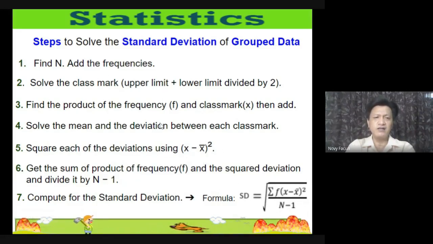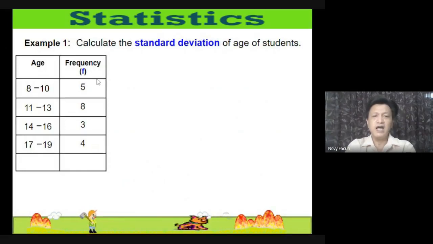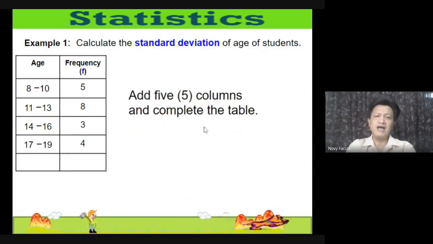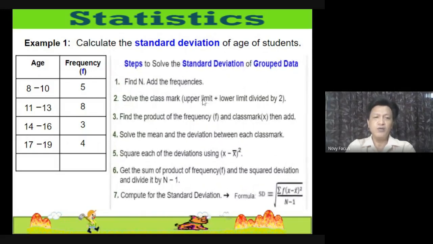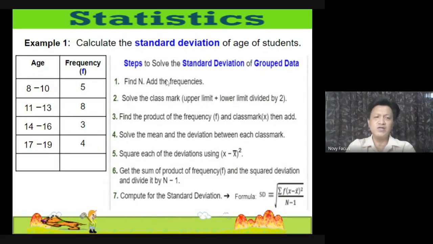Okay, so with that, let's have example number 1. Calculate the standard deviation of each of the students given the interval and the frequency. As you notice, no, parehas lang yung given natin sa mean deviation at variance para makita natin yung series niya, no? Yung connection. So with that, ano ba yung gagawin natin? Mag-add tayo ng 5 columns and complete the table. Same process with the variance. Kaya ito sa standard deviation. So with that, sundan lang natin yung steps.